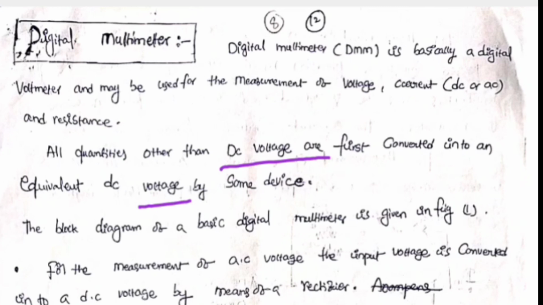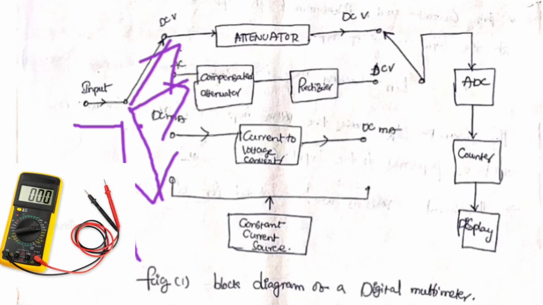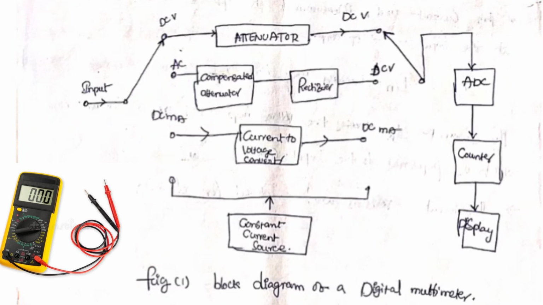After that, what is the basic block diagram of a digital multimeter? We can see here the input voltage, DC voltage and AC voltage. Both we can measure by selecting the knob, the changing knob. According to the input, if it is AC, we have to change the knob to the AC position. If you want to measure current, then the probes have to be connected. All quantities are first converted into an equivalent DC voltage by using some device. The basic block diagram is shown in this figure.